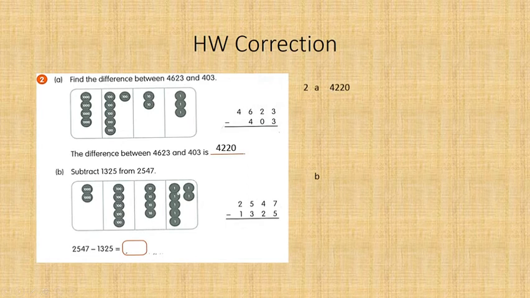Here it's 7 ones, I will just remove 5, it's going to be 2. Here it's 4 tens, I will just remove 2, it's 2 tens. Here it's 5 hundreds, I will remove 3 hundreds, it's going to be 2 hundreds. And here I will remove 1000 from this one, it's going to be 1000. So the answer is going to be 1222. And as I said before, you can use this method to make it easier for yourself.